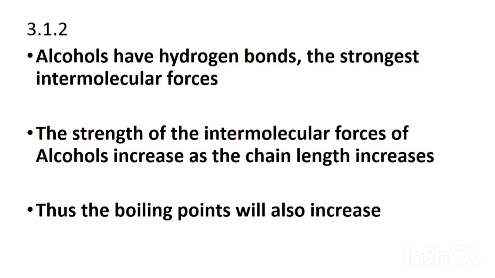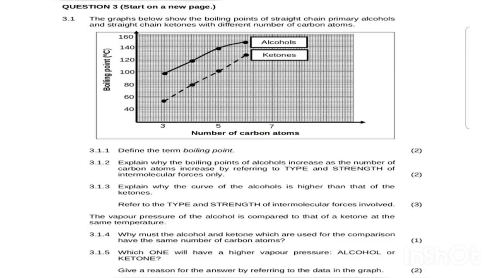Now explaining that, we'll say alcohols have what? Hydrogen bonds, which are the strongest intermolecular forces. Then the strength of the intermolecular forces of alcohols increases as the chain length increases. So we are saying the longer the chain length, the stronger the intermolecular forces. Thus the boiling points will also increase. Remember, if the intermolecular forces are stronger, then also the boiling point will be higher, right?